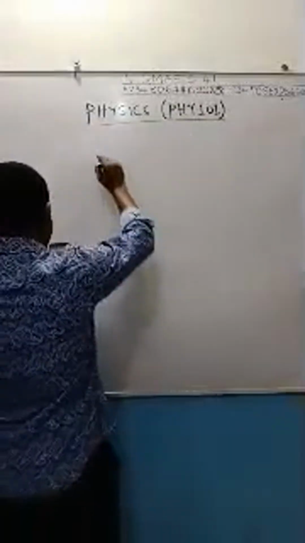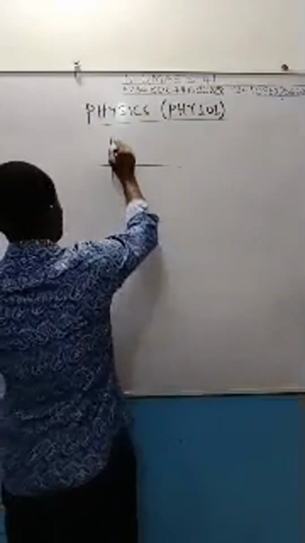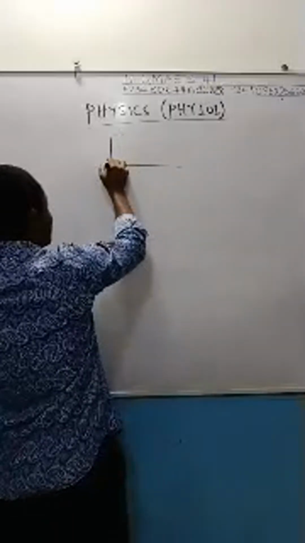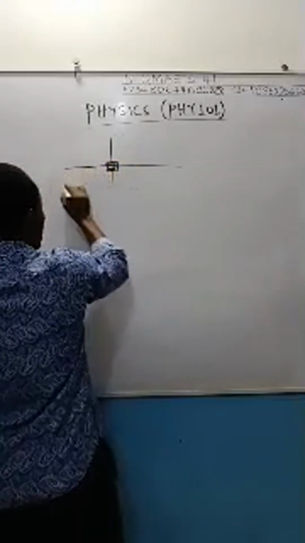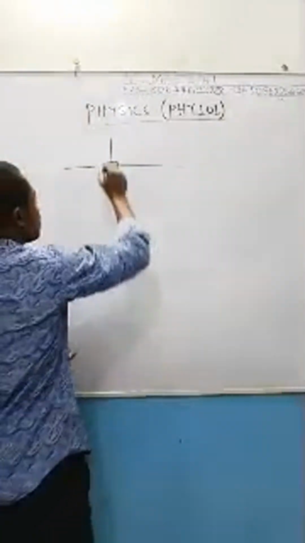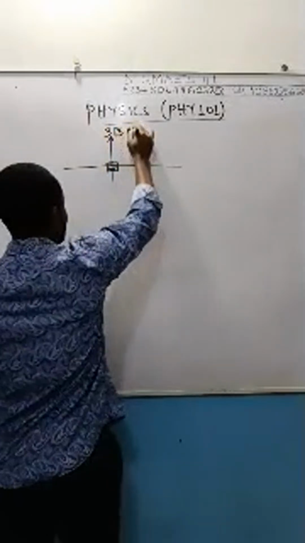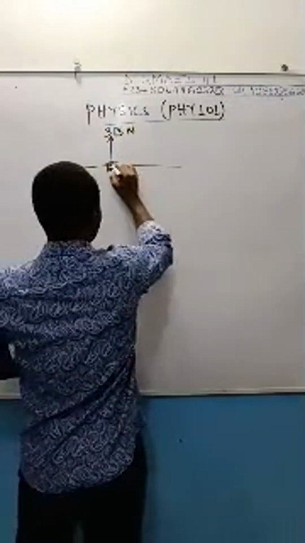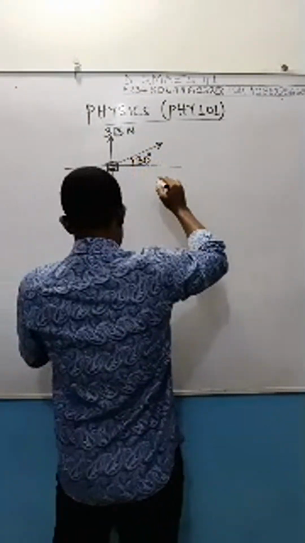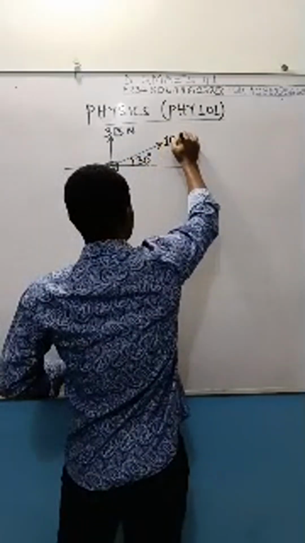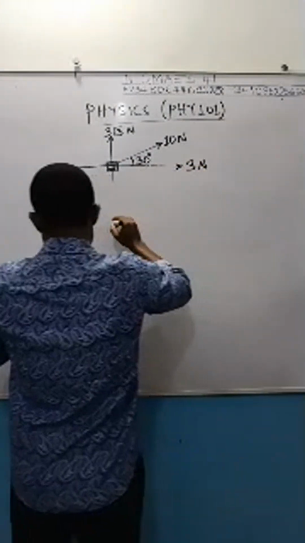So this is what we have. This is the diagram, something like this. So we have a mass here. Now the mass is acted upon by a system of forces. Here we have 3 root 3 Newton. Then we have this force acting this way at this angle of 30 degrees. This is 10 Newton. We have a force here, 3 Newton.